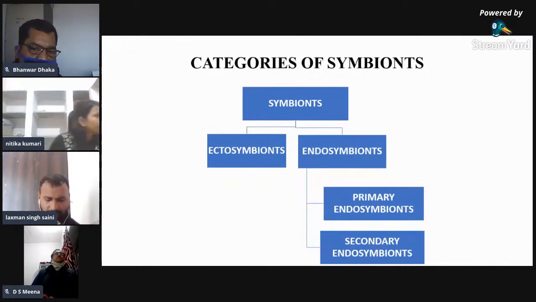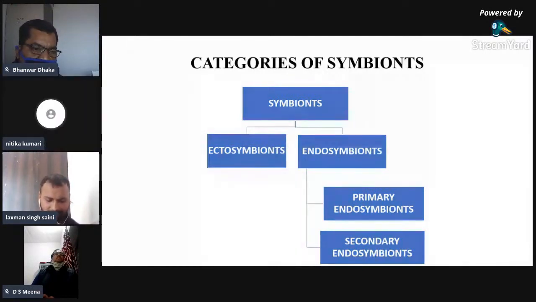Endosymbionts. An endosymbiont lives inside its host cell. Some plants have endosymbiotic bacteria living inside their root cells, and these bacteria help the plant grow. Example: Rhizobium, nitrogen-fixing bacteria that live in root nodules of legumes. These endosymbiont bacteria provide essential nutrients to insects, in 10 to 15% of species. There are two types of endosymbionts, primary endosymbionts and secondary endosymbionts.